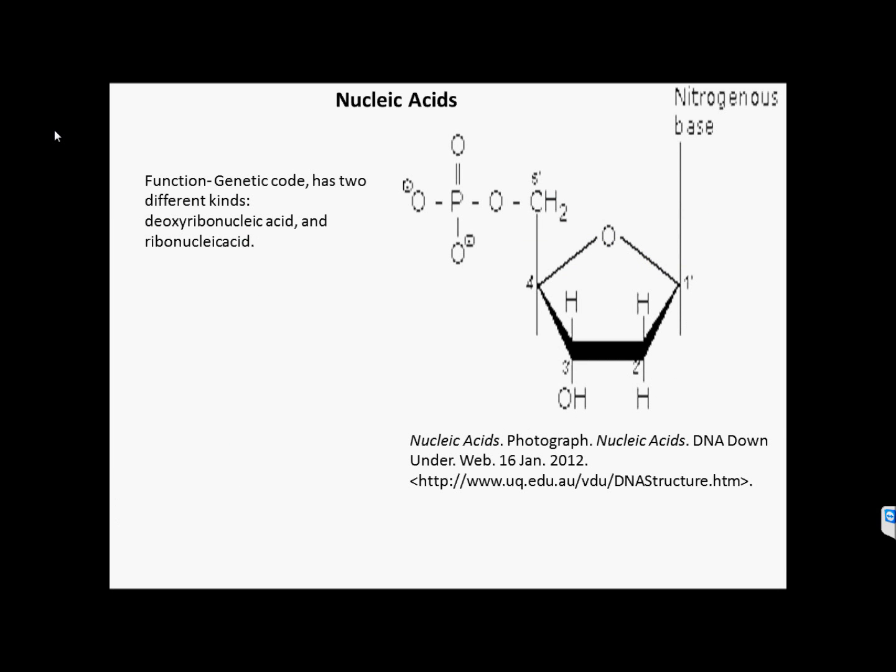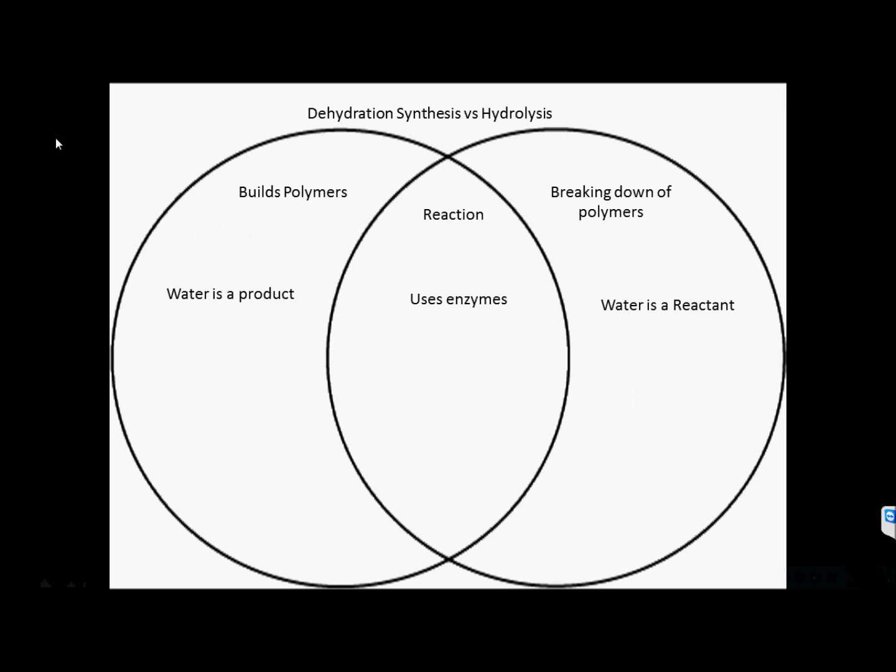Nucleic acids. The function is the genetic code, and there are two different kinds, deoxyribonucleic acid and ribonucleic acid. The structure contains a sugar, a phosphate group, and a nitrogen base.